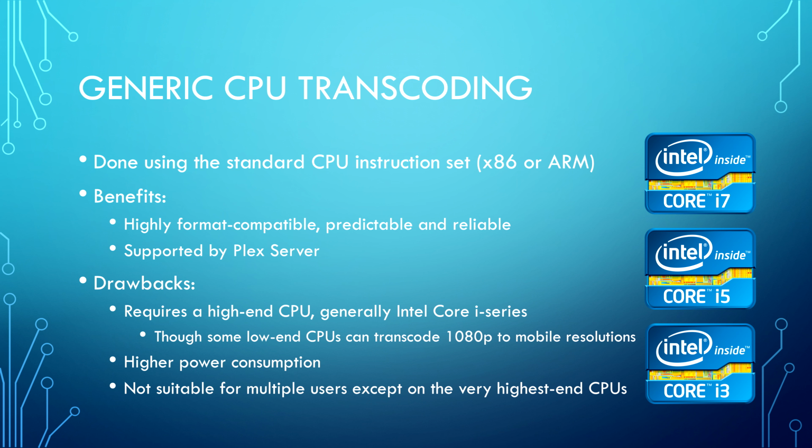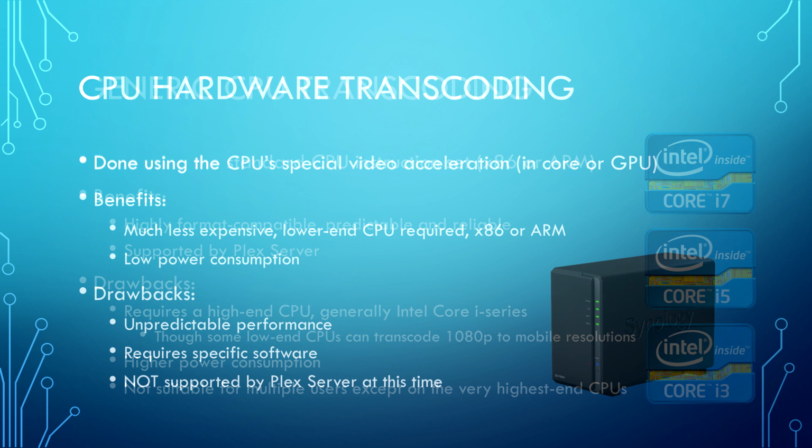And these horsepower requirements really mean that you probably should not expect to transcode to multiple users simultaneously. It's okay to transcode to one user while serving regular content to another user without transcoding. But if you want to transcode to multiple users, you're probably going to need a pretty high-end quad-core i7 to handle that without dropping frames for any user.